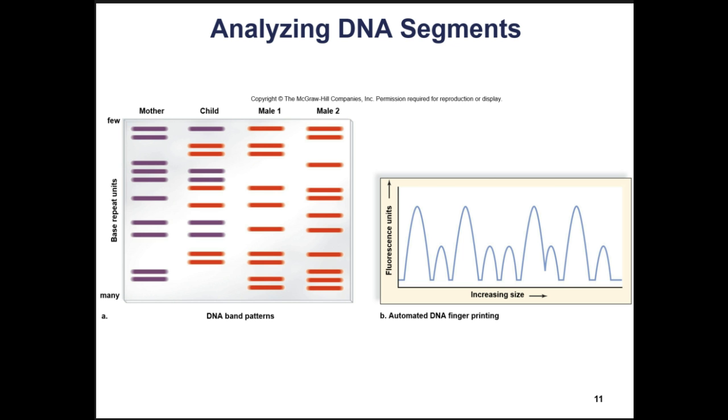This is because unrelated people almost never have identical DNA profiles. The only situation where your DNA profile would be the same as somebody else's is if you had an identical twin. We'll do a lab in class where we will practice running a gel electrophoresis and also reading the different types of fingerprints that can be generated from gel electrophoresis.